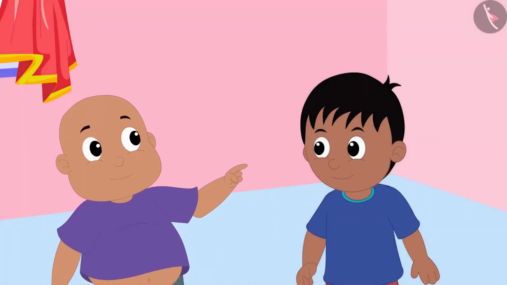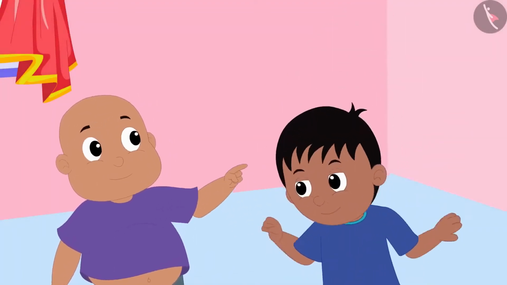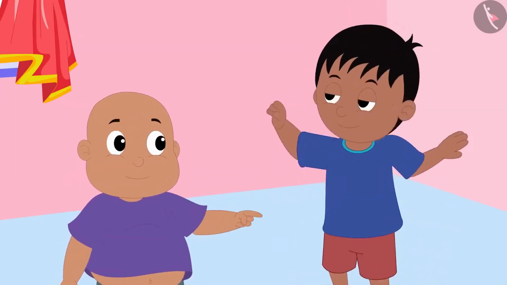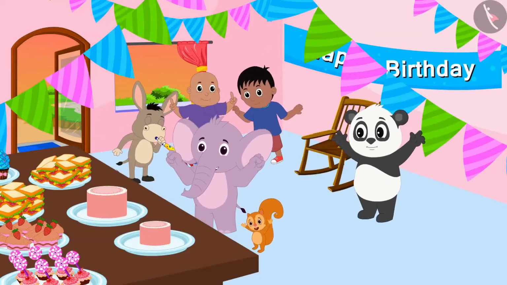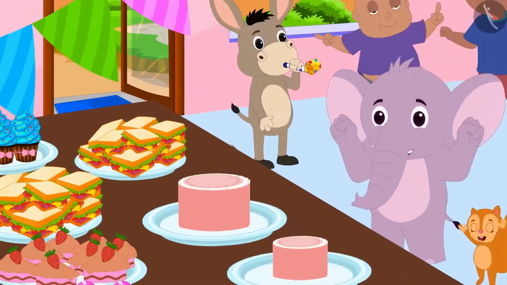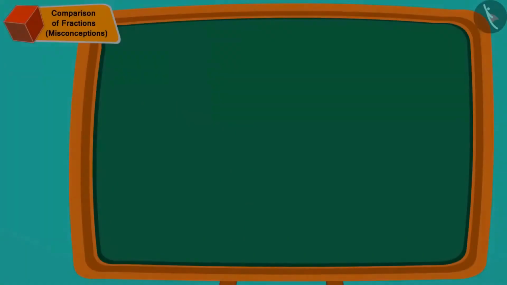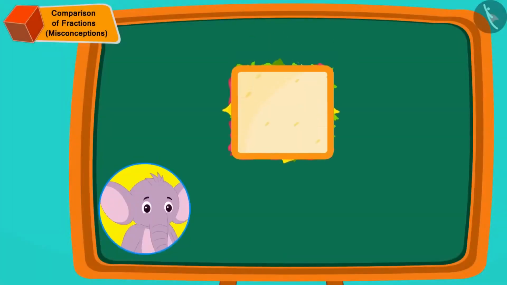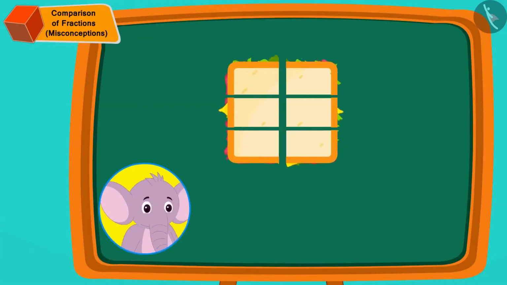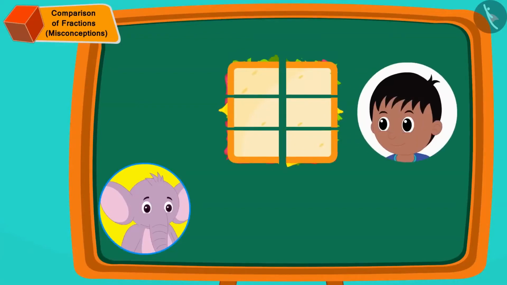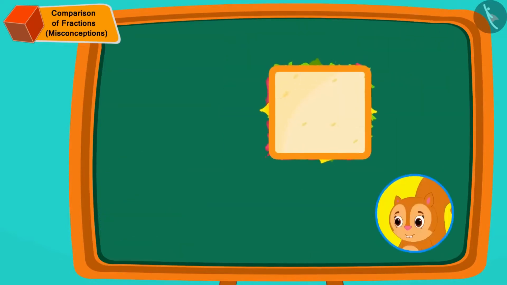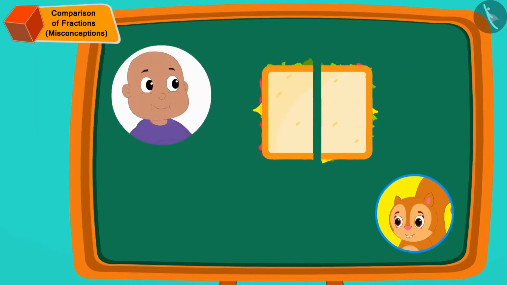When Bablu explained this to Raju, Raju jumped with joy that he got more cake than Bablu. Now Appu and Chanda have made delicious sandwiches for all the party guests. Appu cut the sandwich into 6 equal pieces like this and gave Raju 1 piece or 1/6 part, while Chanda cut her sandwich in 2 equal parts and gave Bablu 1 piece or 1/2 part.